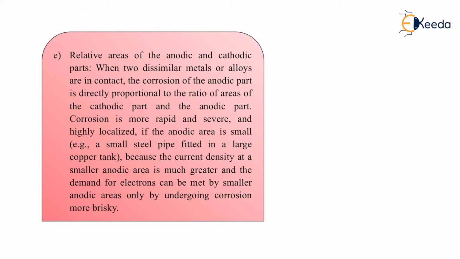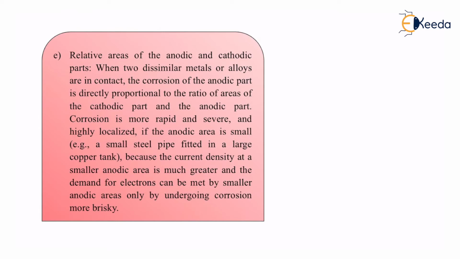Moving on, we have the relative areas of anodic and cathodic parts. Whenever I am talking about an anodic part or a cathodic part, I am talking about two electrodes. There are two electrodes, anode and cathode. Cathode is the negative electrode, anode is the positive electrode. Cathode will attract cations, anode will attract anions.